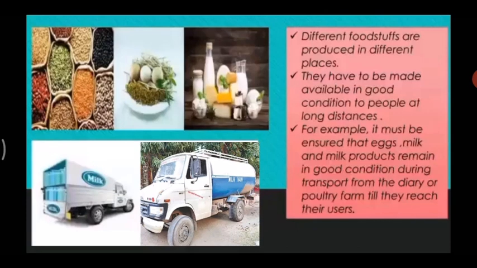Now, just take an example of apples. We all know that apples are produced in Jammu and Kashmir. We get apples from which place? Jammu and Kashmir. But is it that only the people living in Jammu and Kashmir can have apples? No, even we can have them. So what happens? They are transported.